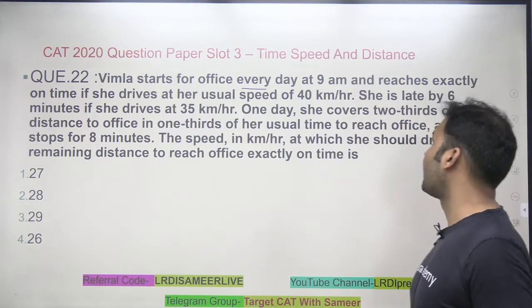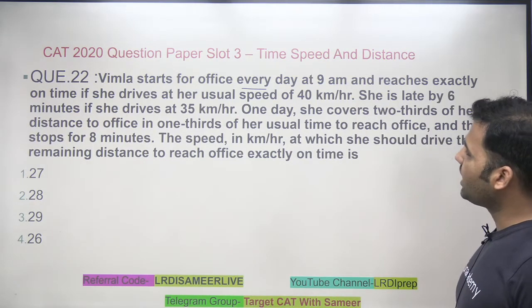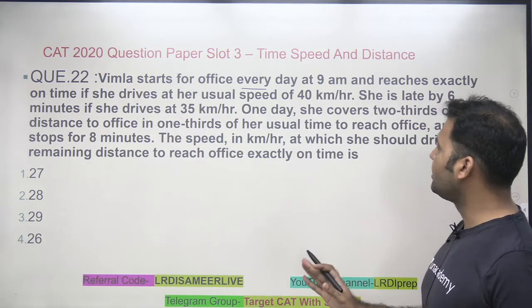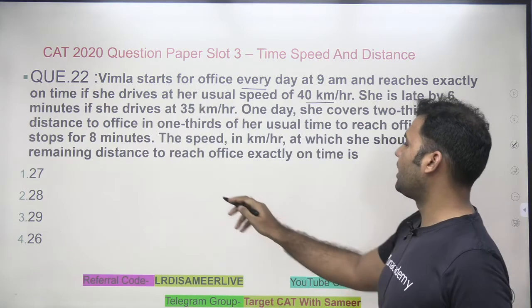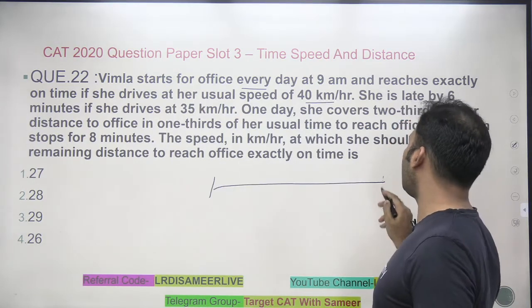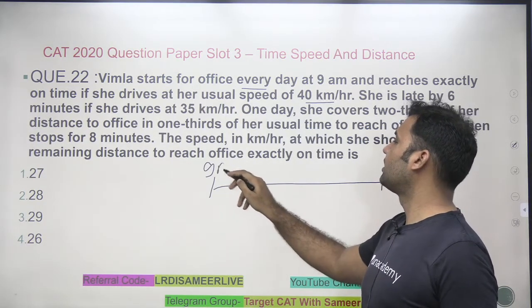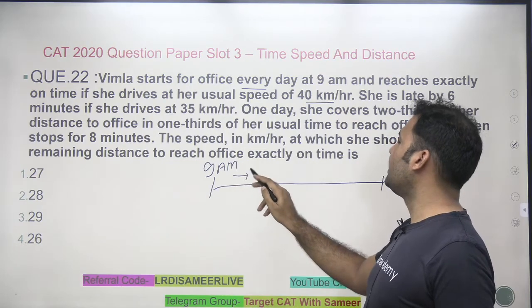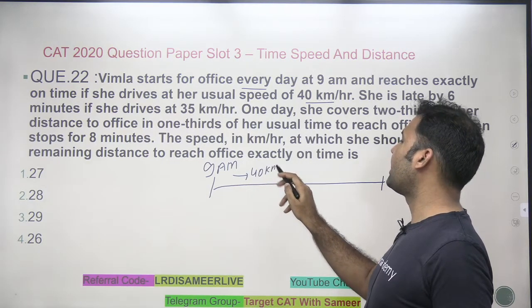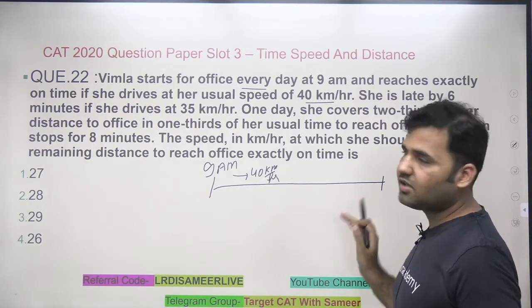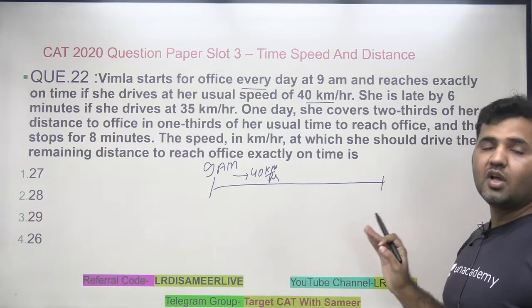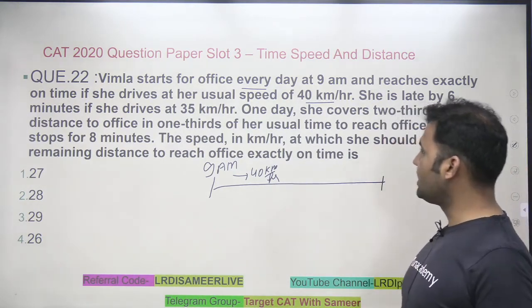...for office every day at 9, and she reaches exactly on time if she drives at her usual speed of 40 km per hour. Okay. So at 9 a.m. she is leaving home, her usual speed is 40 km per hour, and she reaches the office exactly on time. And what is that time? We do not know. What is the distance she is traveling to reach the office?